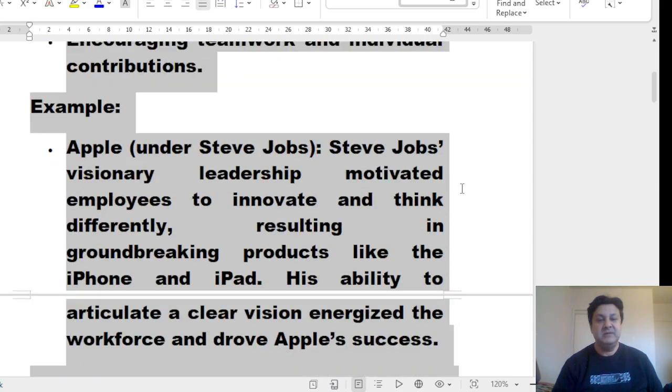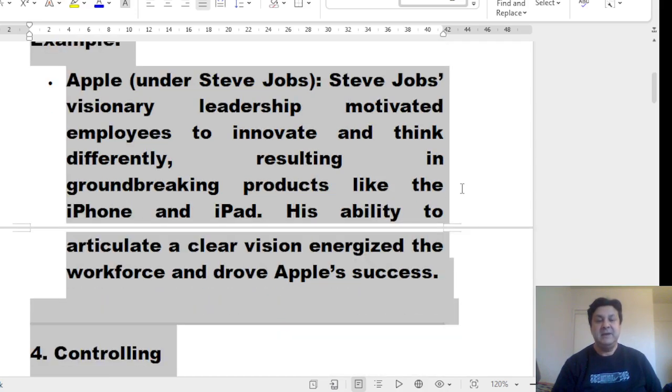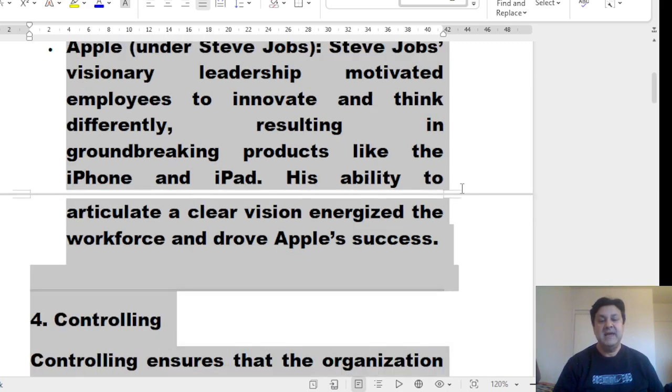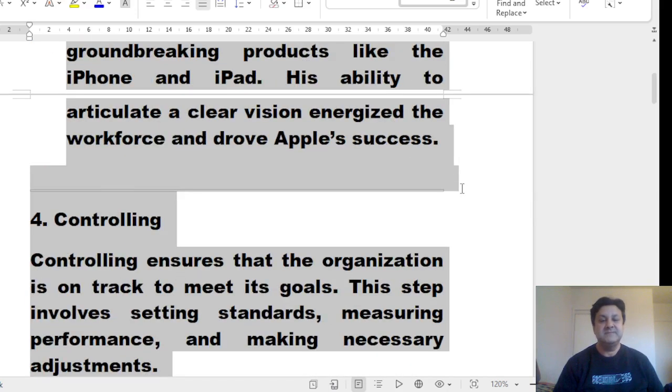Here I gave an example of Apple under Steve Jobs. Steve Jobs' visionary leadership motivated employees to innovate and think differently, resulting in groundbreaking products like the iPhone and iPad. His ability to articulate a clear vision energized the workforce and drove Apple's success.